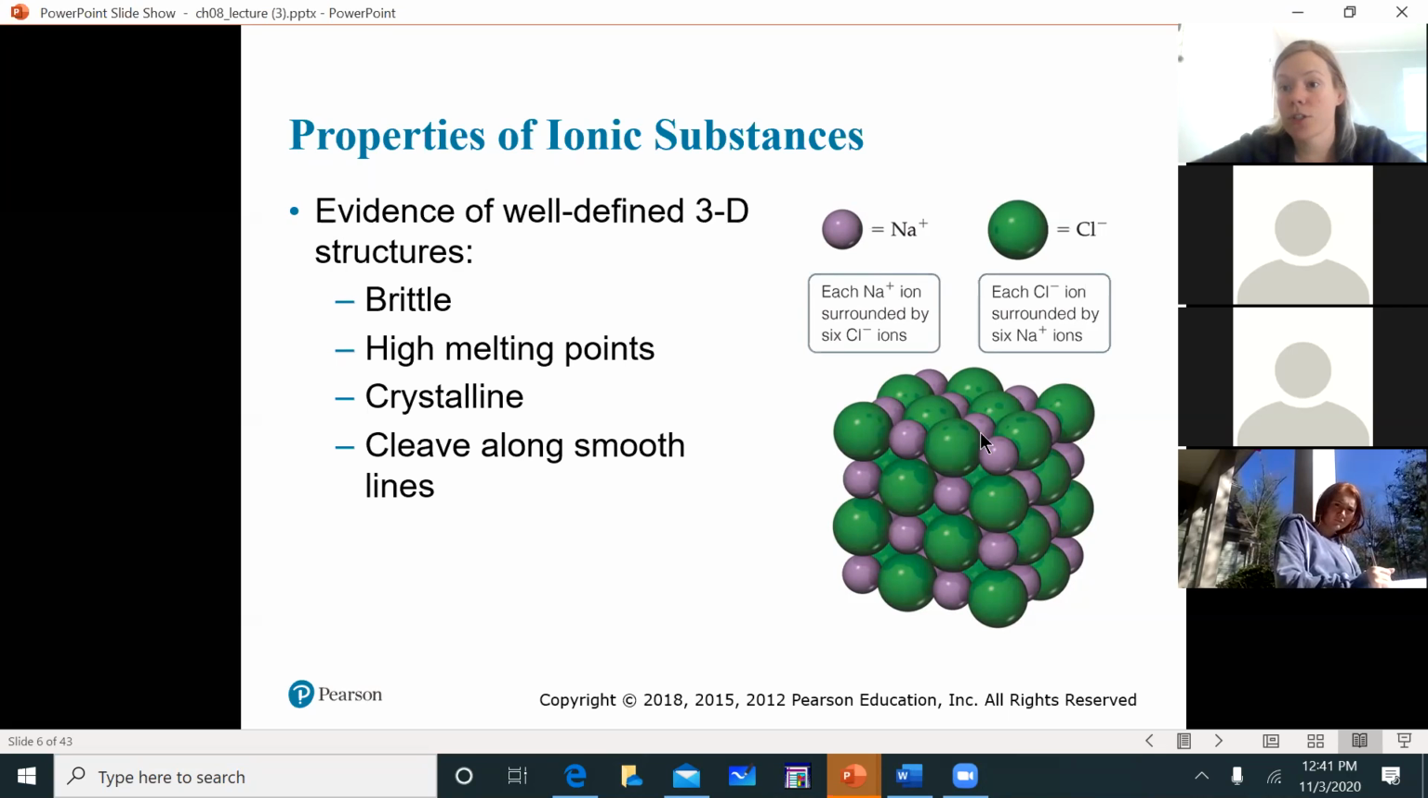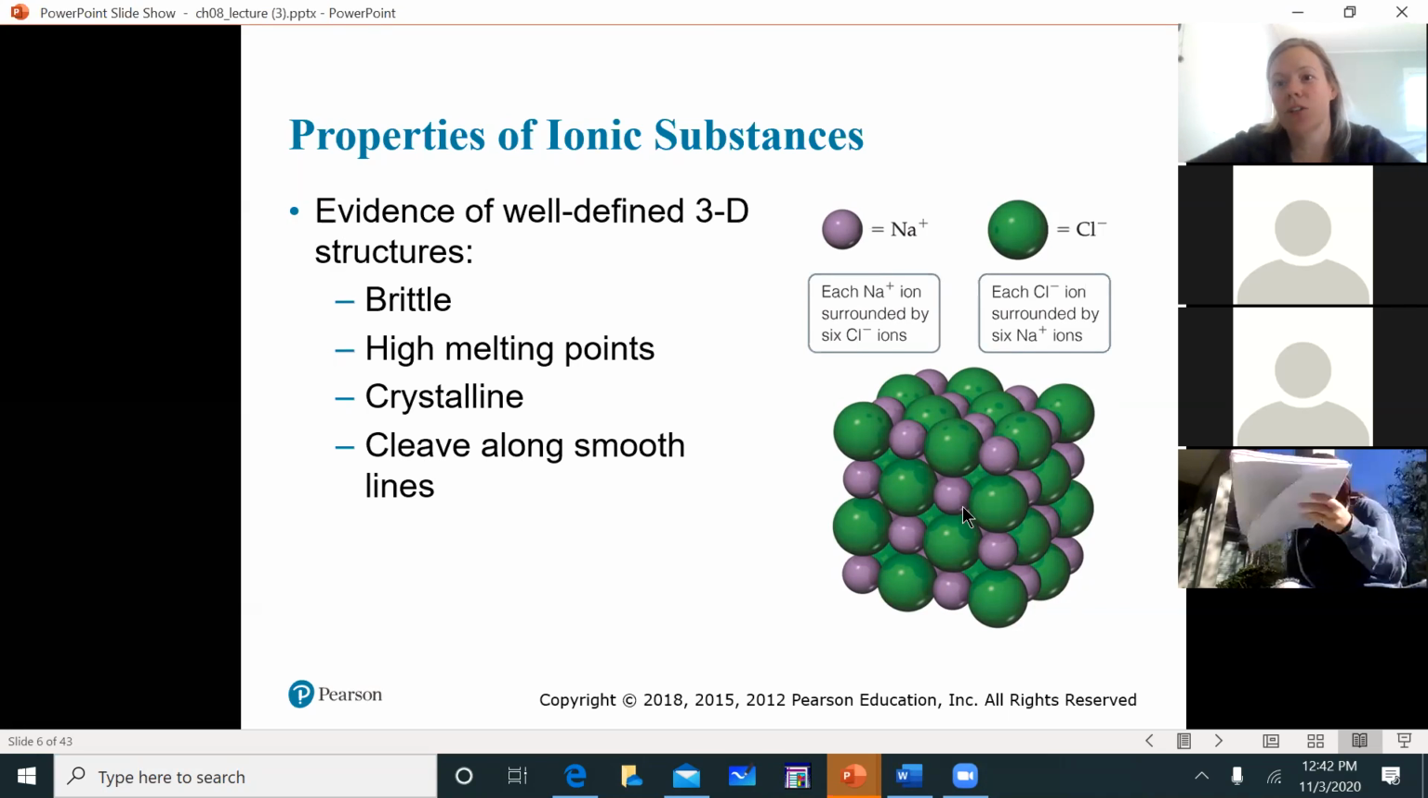Because of that, these structures tend to be brittle as opposed to our non-metal or covalent substances. They have high melting points because it takes a lot of energy to break this lattice structure with heat. They're also crystalline, and this here says they cleave along smooth lines. Cleave means that they break. So if you were to take these materials and break them, they'll have these interesting repetitive breaking patterns. Salt, for instance, will break in a sort of cubic shape.